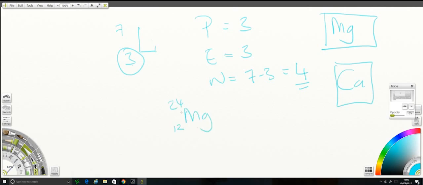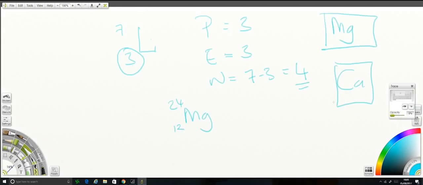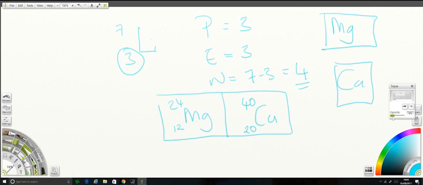So magnesium is 24 and 12, and calcium, and I'm sure it's 40 and 20, but let's have a look. Calcium is 40 and 20. So I want you guys to pause the video, have a go at doing magnesium first, then calcium, and then we shall then have a look and see if you got it right.